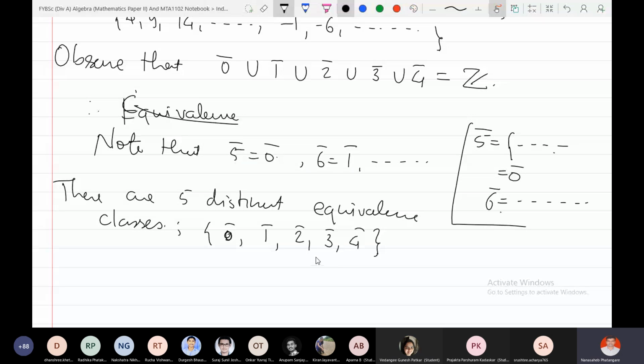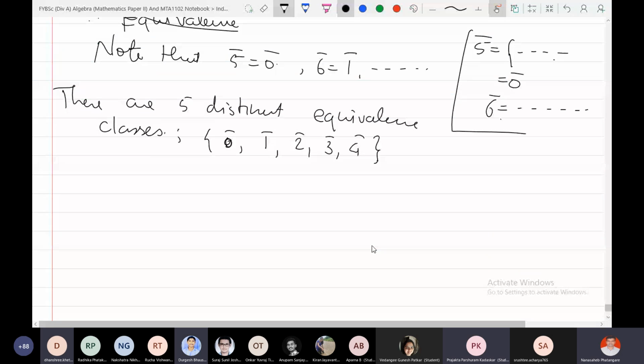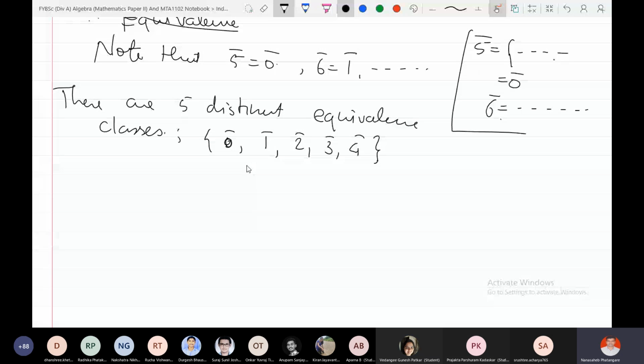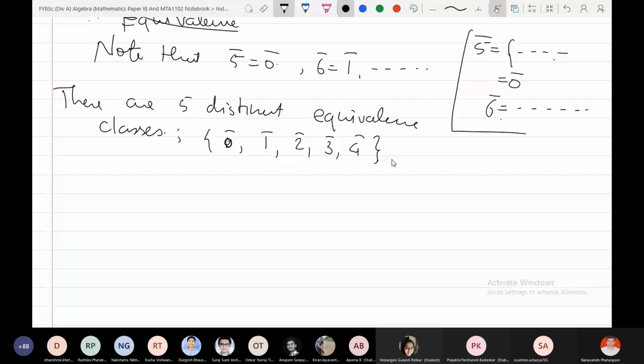You give me any integer, for example 2020, is in which class? Class of 0. So you just close your eyes and pick up any integer, it is in one of these 5 classes. And therefore these are the only classes. These classes will cover the whole integers.